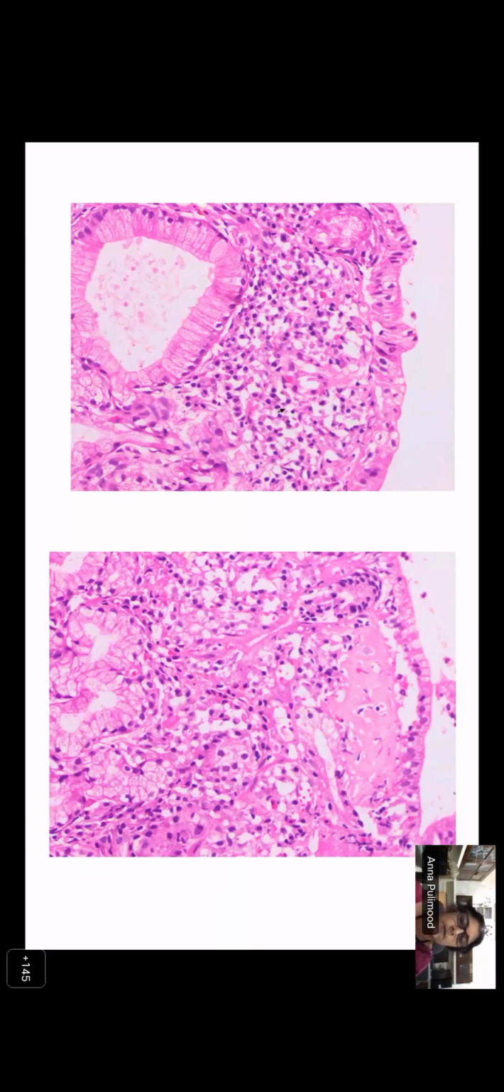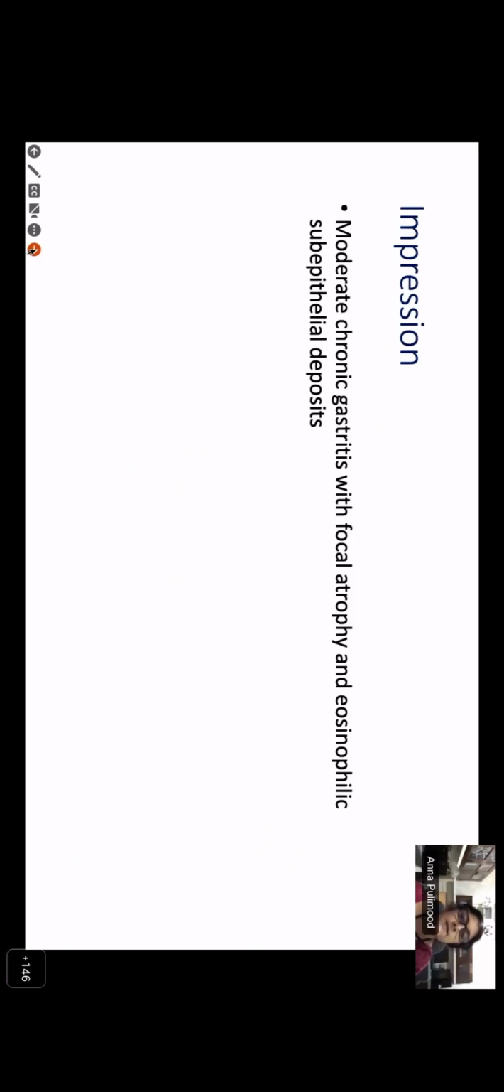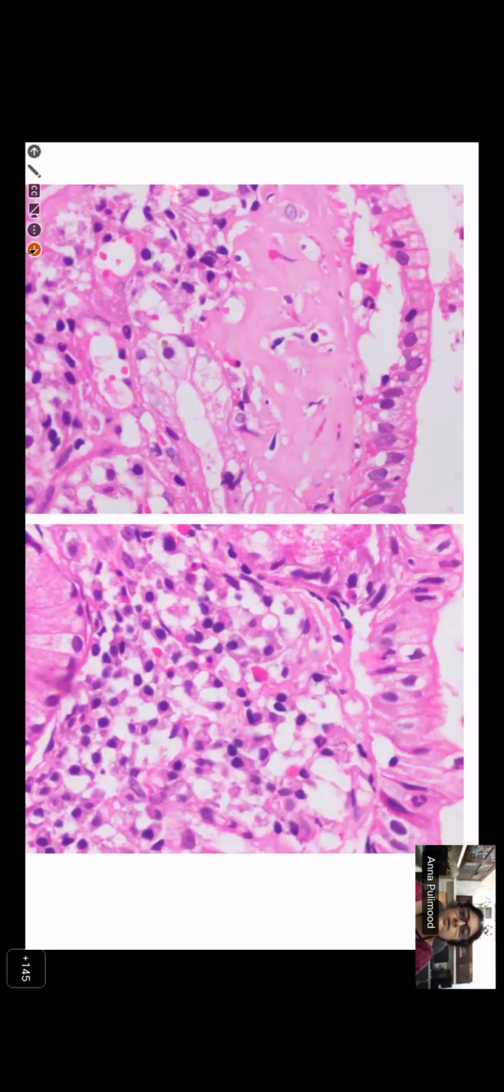Okay, so what special stains shall we do? Congo red. Is there anything else it could be? What else looks like amyloid? Normally, when you see amyloid, what is your other suspicion? Collagen. So what special stain will you use for that? Masson trichrome. Okay. So we're going to look because there's moderate chronic gastritis with focal atrophy and eosinophilic subepithelial deposits. Okay. So this is the deposit.